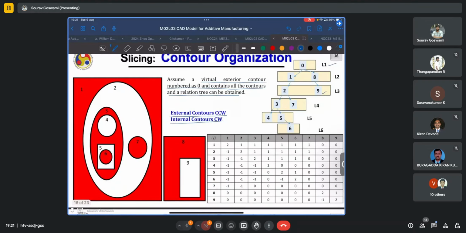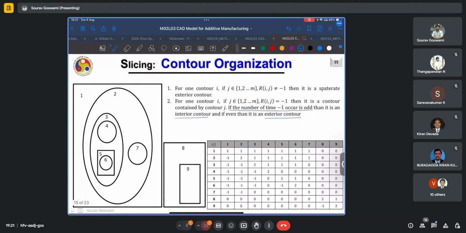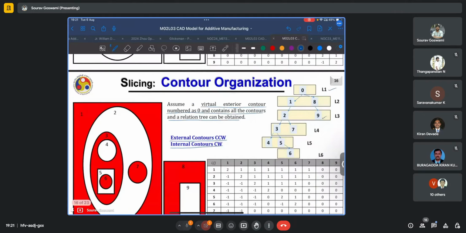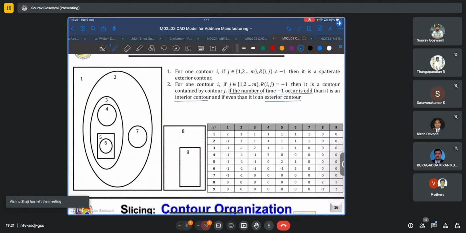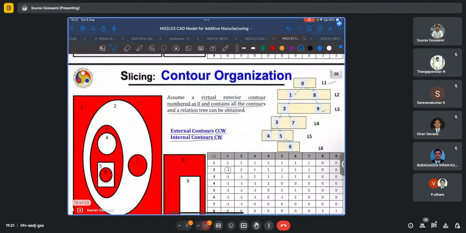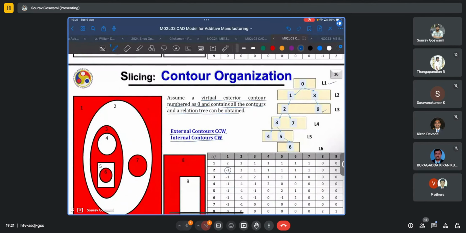So 1 is an exterior contour, so it has material on the inside of it, highlighted in red. 2 has odd number of -1, so it is an interior contour and has a material on the outside of it. Similarly for 3, 3 is an exterior contour, 4 is an interior contour, 5 is an interior, 6 is an exterior, 7 is an exterior contour, and so on.